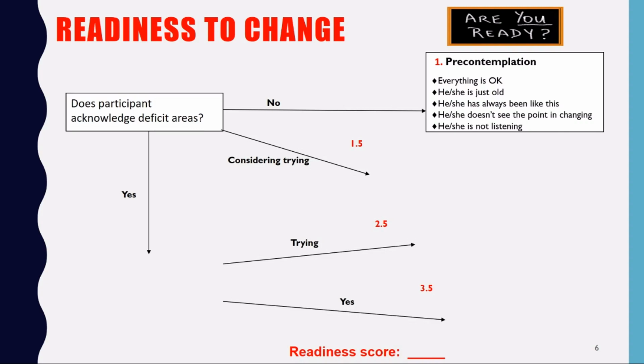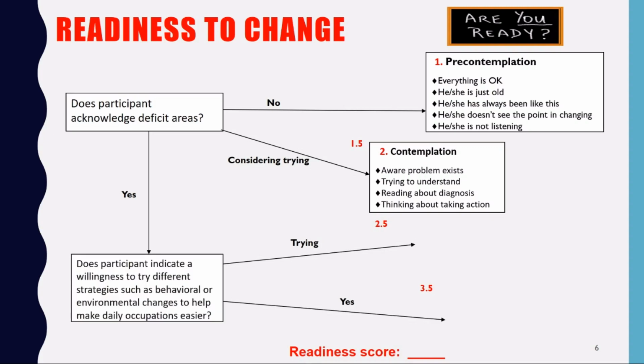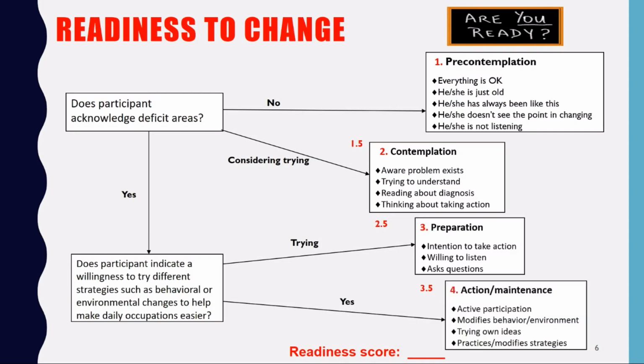If they're in pre-contemplation, that means no, they're not really thinking about a change at all. But if they're in contemplation, that means they're considering trying. But if they indicate a willingness or wanting to try something different, they might be in the preparation phase, or they might be in the action maintenance phase. It'll only take you less than 2 minutes to conduct a readiness to change assessment, and this will help you better understand where to focus your energies with the participant in areas where they really want to seek improvement.